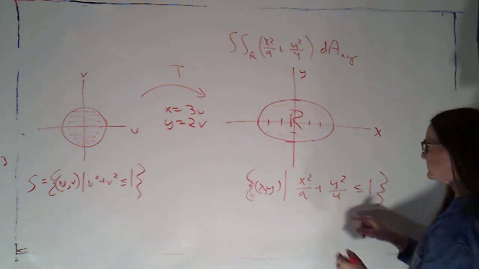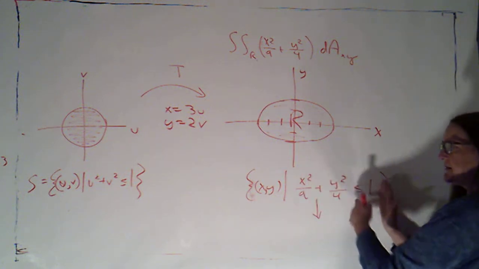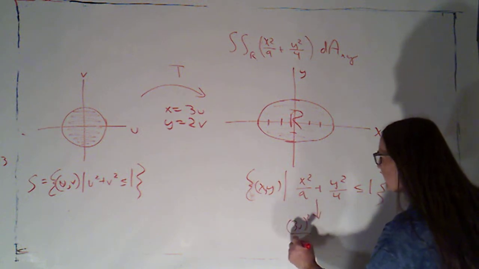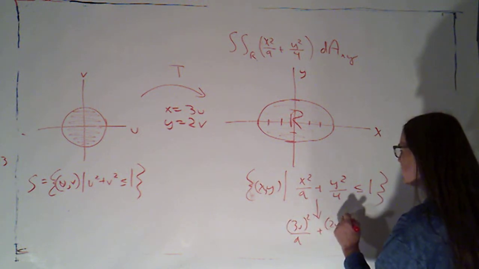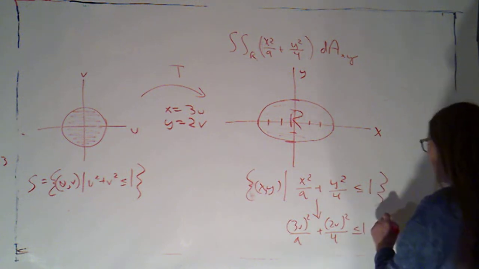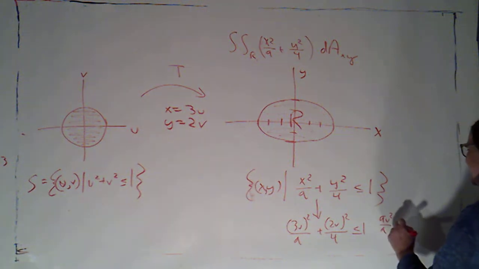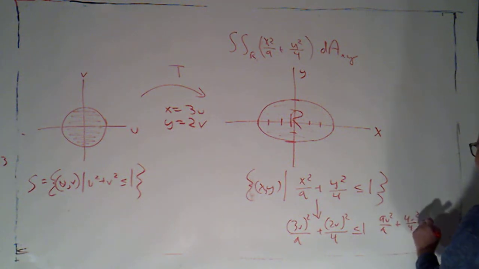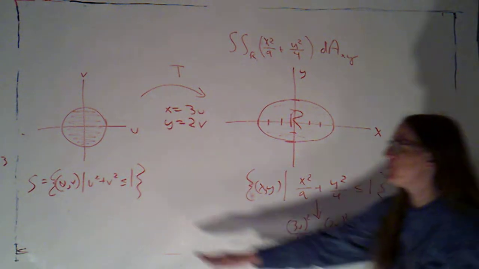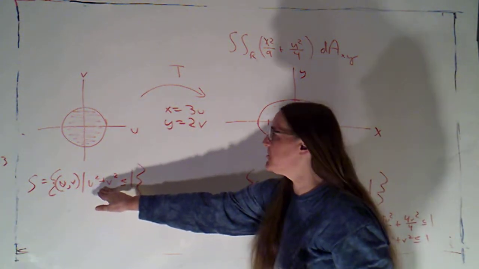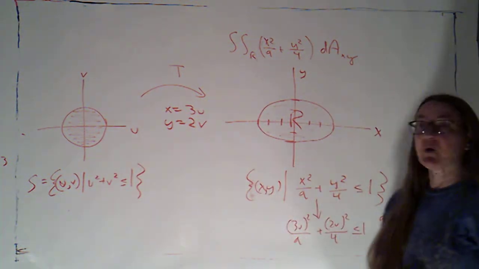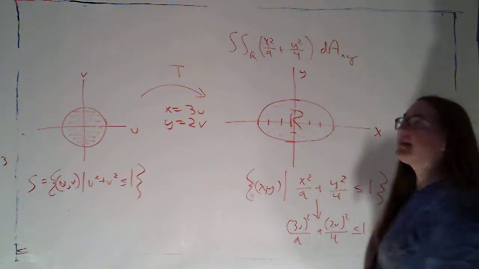Well, let's just check. If I were to plug that into this inequality here, that would give me (3u) squared over 9 plus (2v) squared over 4 less than or equal to 1. Holy cow! 9u squared over 9 plus 4v squared over 4 less than or equal to 1. U squared plus v squared less than or equal to 1, which is exactly the inequality that describes the unit disk. Now that we've gone through that algebra once, you may now just take this as it works.